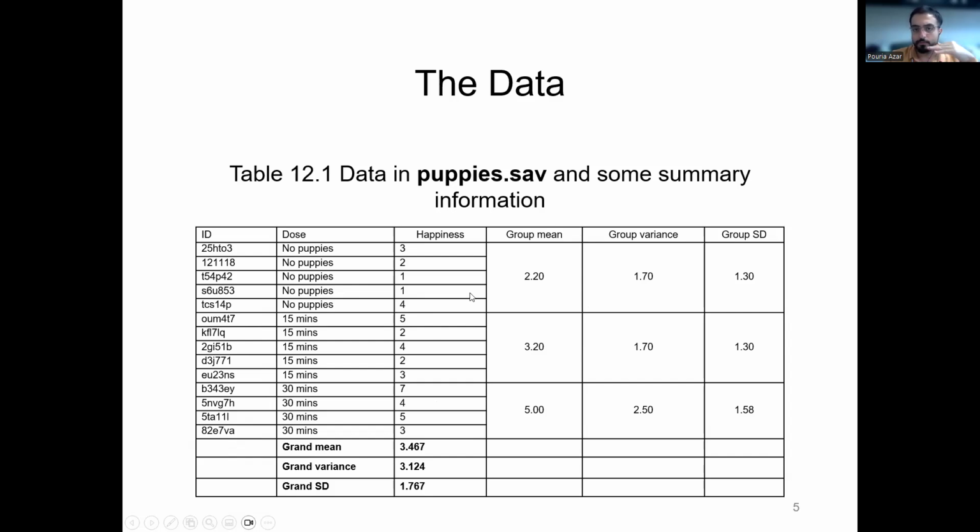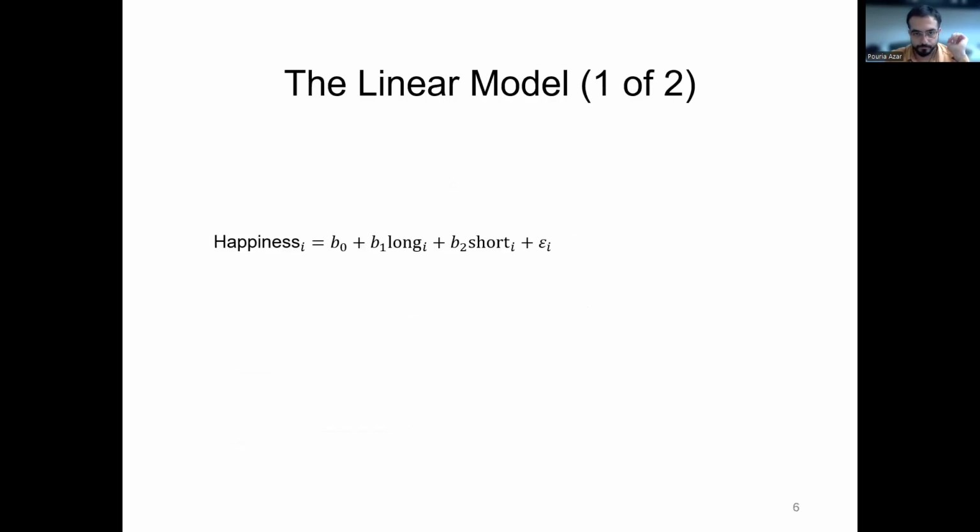Group mean, group variance, and group standard deviation are statistics for each group. But grand mean, grand variance, and grand standard deviation are statistics for the entire data, for all individuals in our data set. These statistics are very important because we are going to use them if we want to do ANOVA by hand. But if SPSS does that for us, we don't need to calculate any of these statistics.